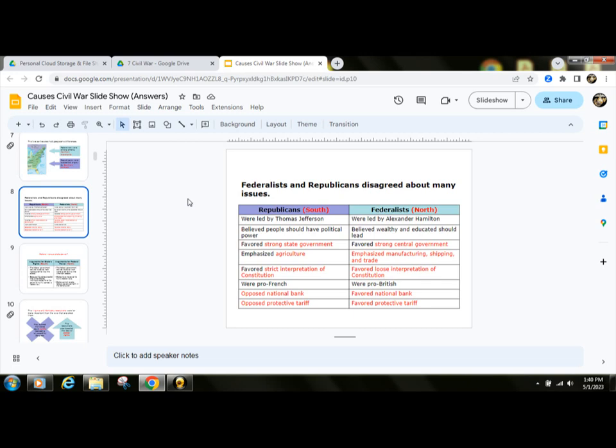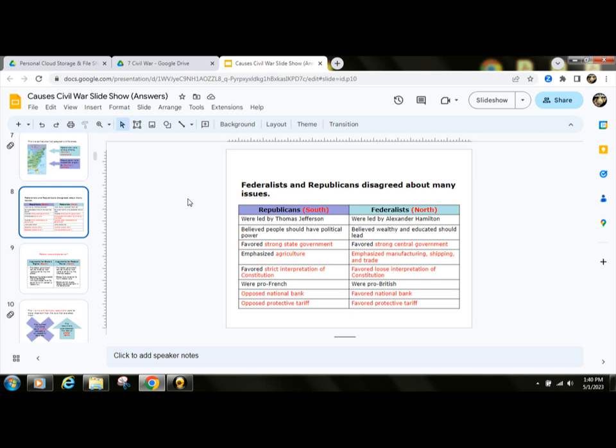They emphasize agriculture as a way of life. And as we get toward the Civil War, this is going to become more important. They favored a strict interpretation of the Constitution. In other words, read it word for word. If it's not written there, let the states deal with it. They were pro-French. They opposed a national bank. They didn't see a national bank in the Constitution. And they opposed any protective tariffs. We'll talk more about tariffs later.